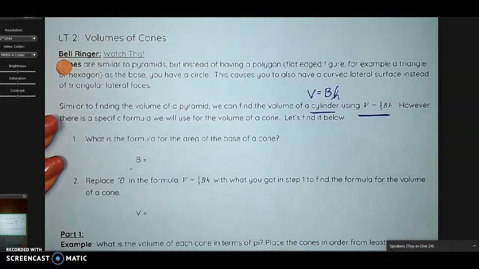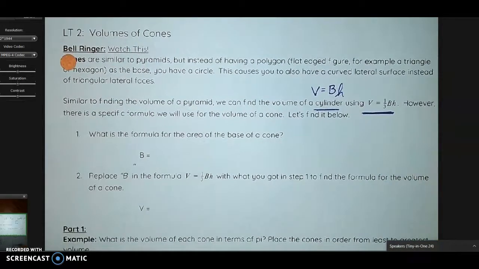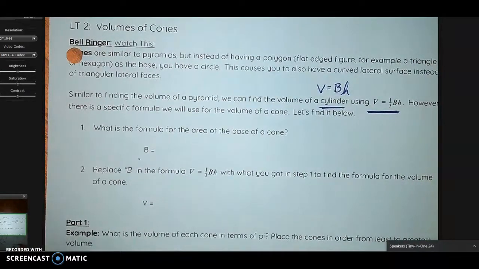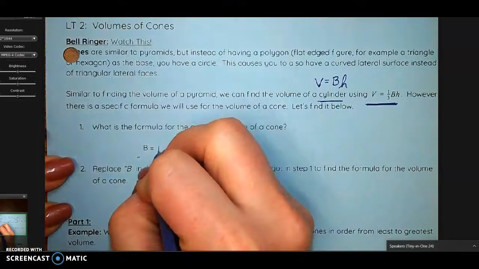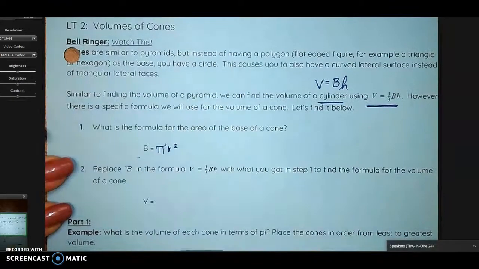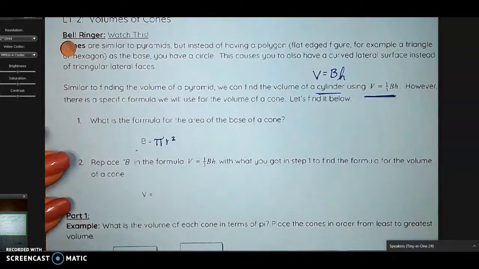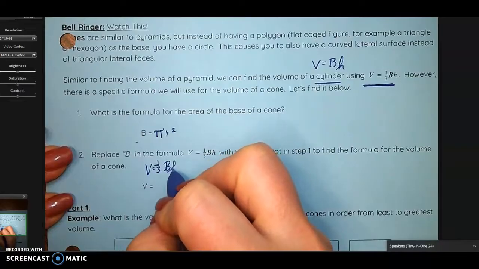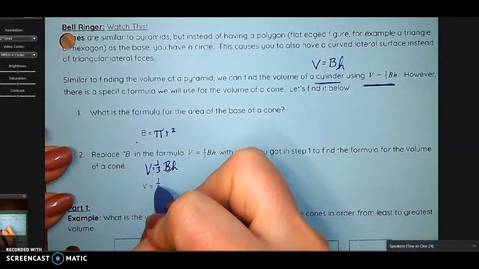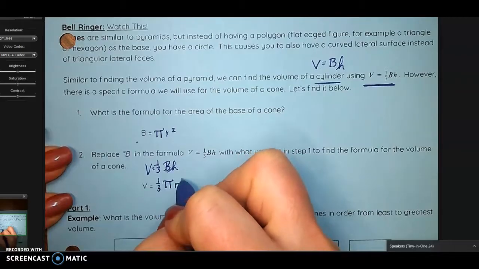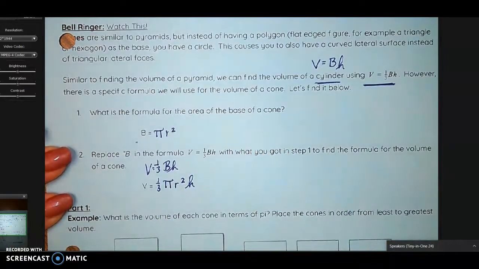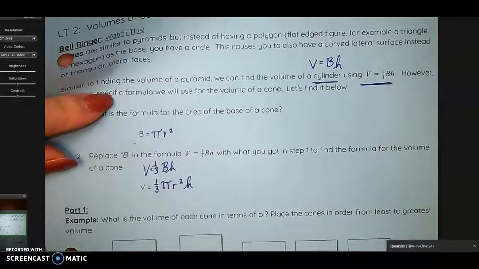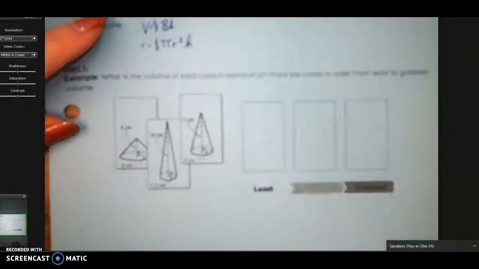So there's going to be a specific formula that we are going to use for that, and it's going to be a whole lot like our cylinder one that we came up with, because we know to find the area of our base, we're going to do pi times r squared, because that gives us the area of a circle. So when I come down to here, I'm going to take this formula, and instead of that b, I'm going to substitute in pi times r squared times the height. We're going to use that formula then to find the volume of the different cones.